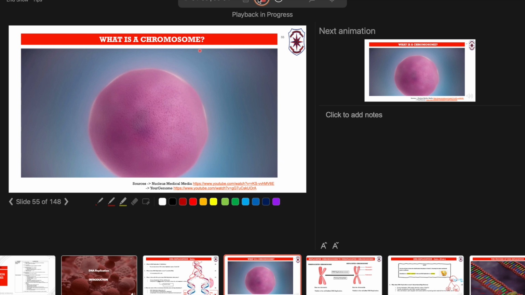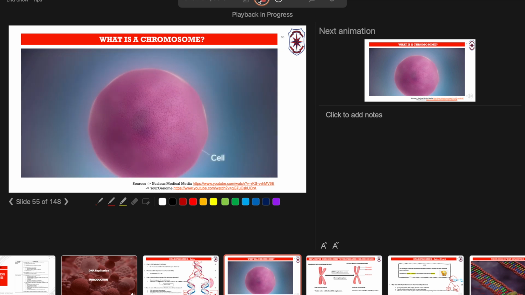Now, for us to understand the difference between a replicated chromosome and an unreplicated chromosome, let us firstly look at what a chromosome is. Okay? Remember, I do not own any rights to the videos that I include in my presentations. Hence, I've attached the sources from which I got the simulations in my presentations. So to explain this, I will be using a video simulation. Let us play it and check what is happening.